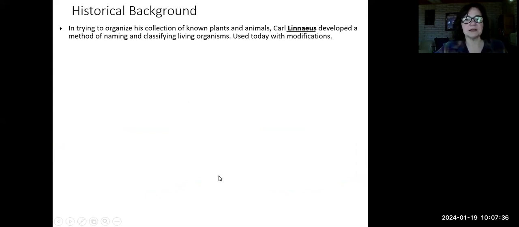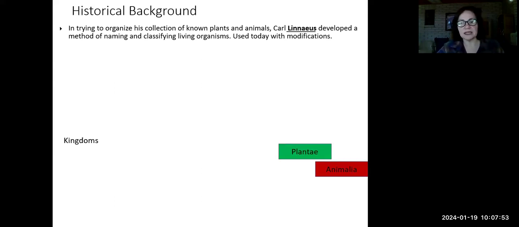A little historical background. I'm going to have to remind you of some stuff that you may have learned a long time ago in biology. Carl Linnaeus developed this method of naming and classifying living organisms. We still use this today with some modifications. In Linnaeus's day, the biggest categories that he worked with were kingdoms, and he divided everything into two kingdoms, plants and animals. Then he also had subdivisions, phyla. Then there's class, order, family, genus, species.